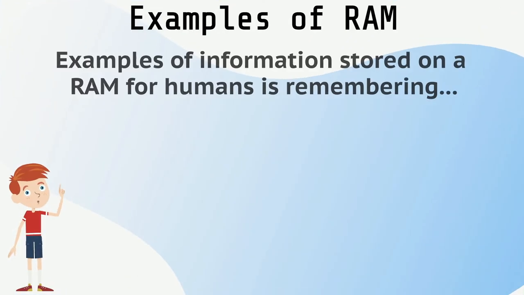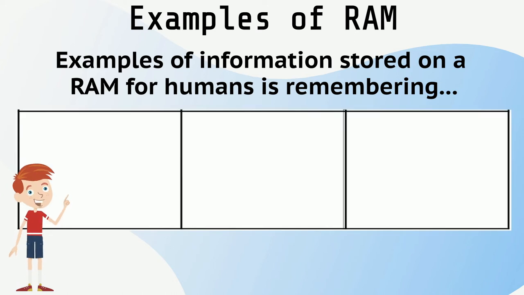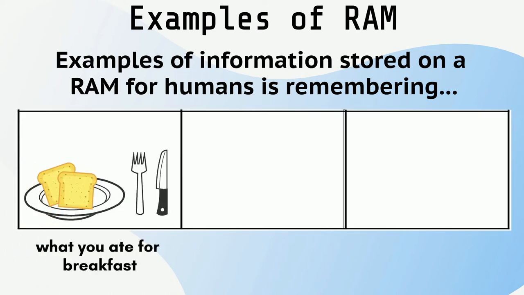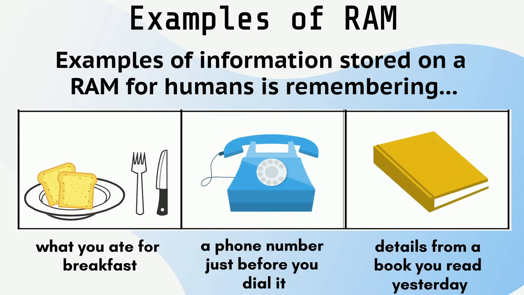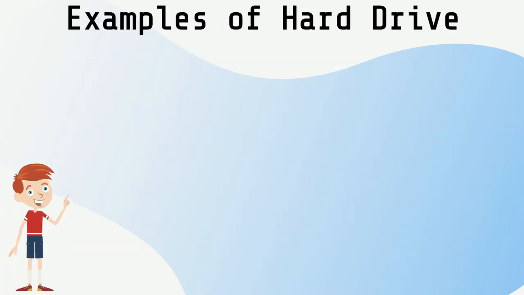Here is an example of information stored on a RAM in humans. Remembering what you ate for breakfast. Remembering a phone number just before you dial it. Or remembering details from a book you read yesterday. These are things that we temporarily remember to complete a task, but may forget later in the future.